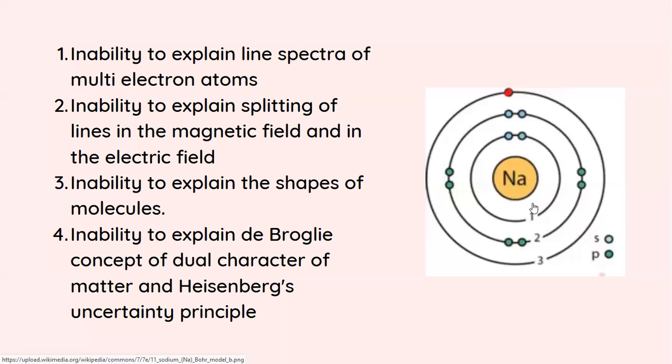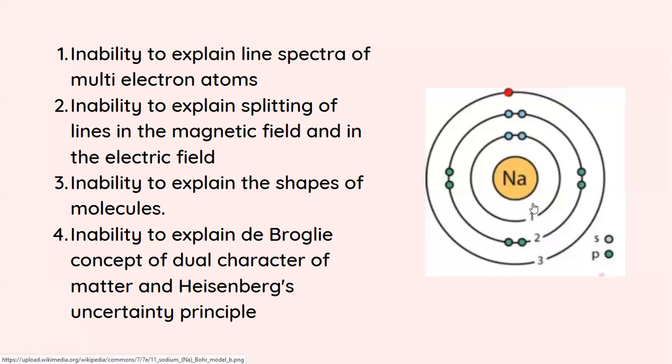The second is inability to explain the splitting of lines in a magnetic field and an electric field. When the source which emits the radiation is placed in an electric or a magnetic field, each line is split into a number of lines. So instead of having just one line, you have a number of lines. Splitting in the presence of a magnetic field is called the Zeeman effect, and splitting in the presence of an electric field is called the Stark effect. These concepts were not explained by Bohr's model.